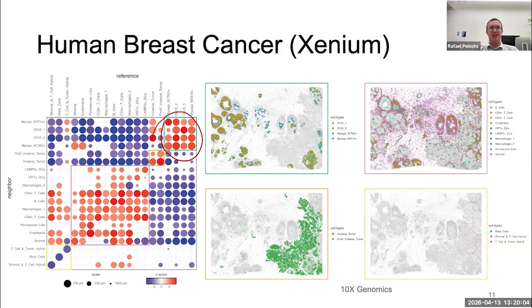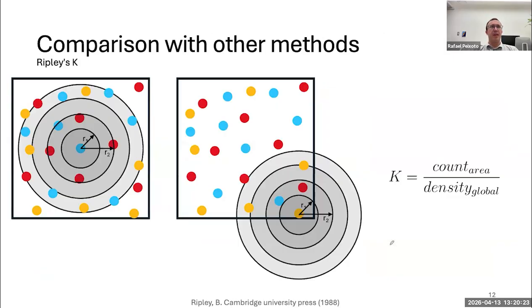organizational pattern. So here you have the in situ carcinoma. You can also have the invasive tumor, and you also have the other cell types, including a mixture of immune cell types that have similar spatial relationships, and you also have cell types that pretty much don't have any spatial relationship.